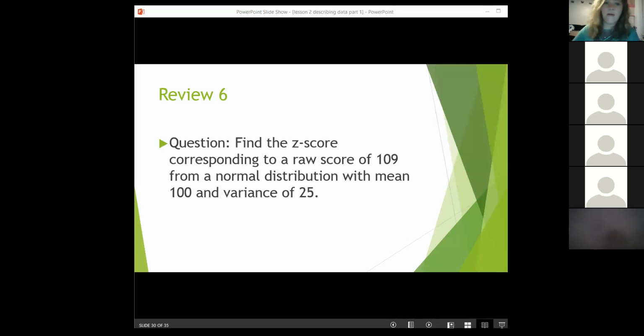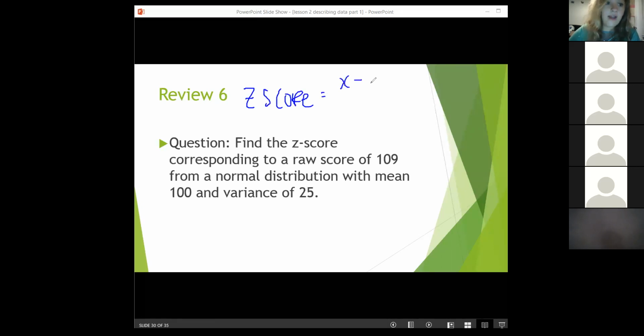Okay, so remember our equation to find a z-score is going to be our original score minus our mean, and then divided by our standard deviation. So keep in mind, variance of 25 means that our standard deviation is going to be equal to the square root of 25. Because remember, our variance is equal to our standard deviation squared. So standard deviation is actually going to be equal to 5.